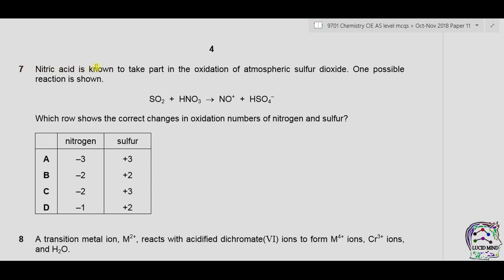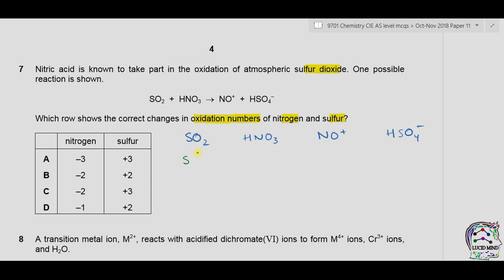Question 7. Nitric acid is known to take part in the oxidation of atmospheric sulfur dioxide. One possible reaction is shown. SO2 reacts with nitric acid to form NO+, HSO4 negative. Which row shows the correct changes in oxidation numbers of nitrogen and sulfur? Let's first find out the oxidation states of nitrogen and sulfur in each of the compounds. We have SO2, HNO3, NO positive, and HSO4 negative.